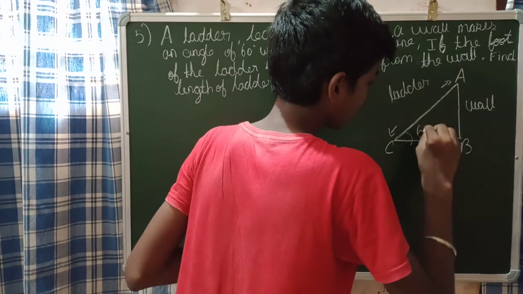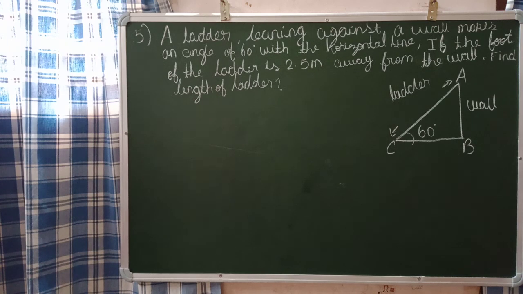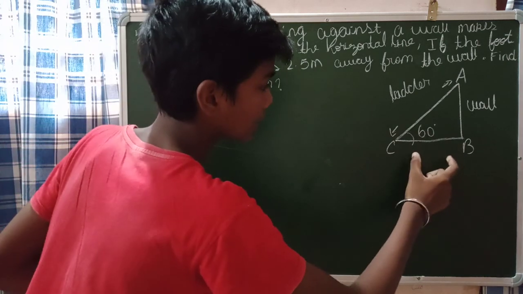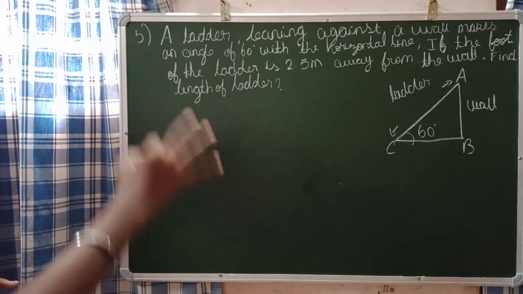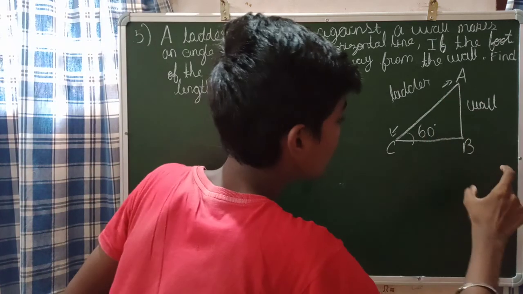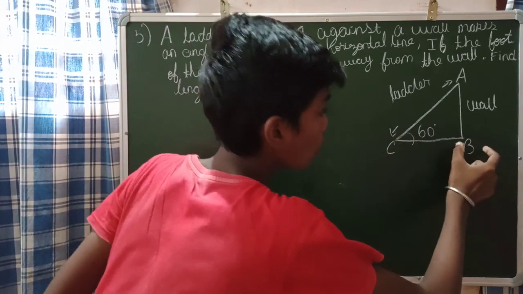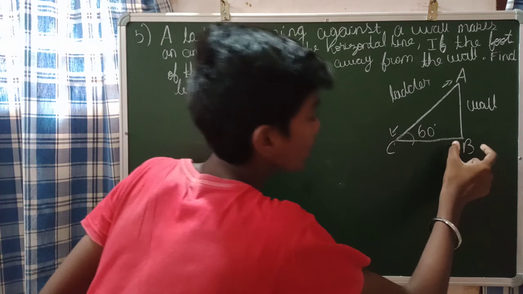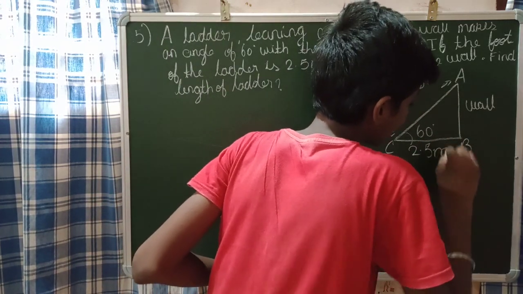Because they have given that this angle theta is 60 degrees. That means the ladder makes an angle of 60 degrees with the horizontal line. Also they have given that the foot of the ladder is 2.5 meters away from the wall. This is the wall, so this is the foot of the ladder. Point C is the foot of the ladder, and from point B to point C, the distance is 2.5 meters.